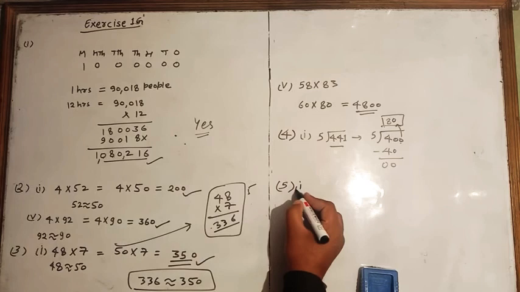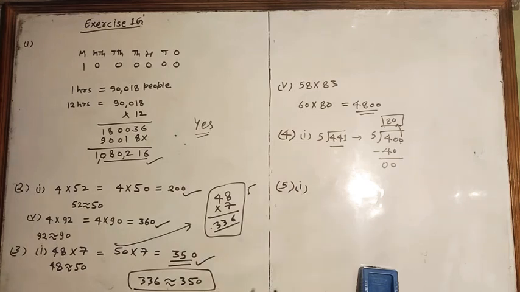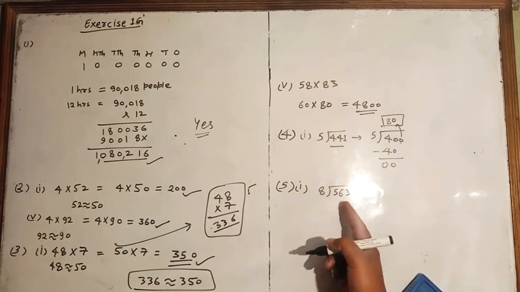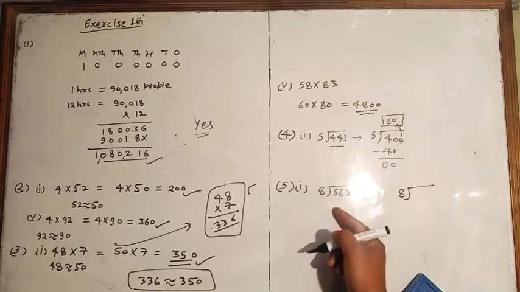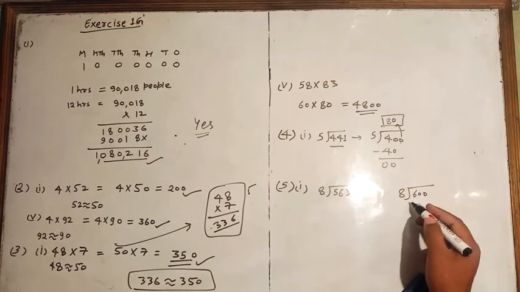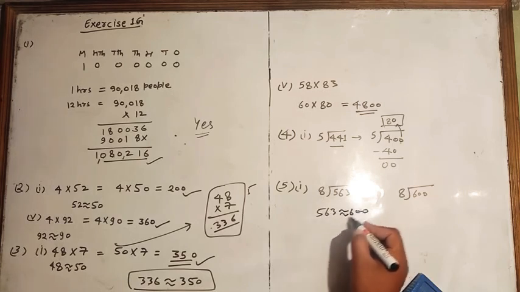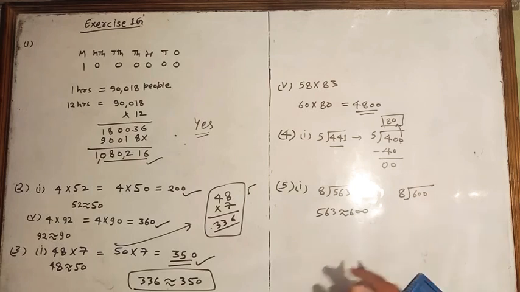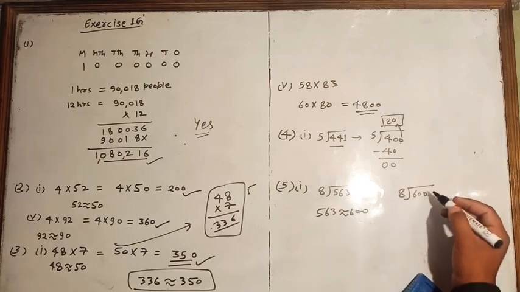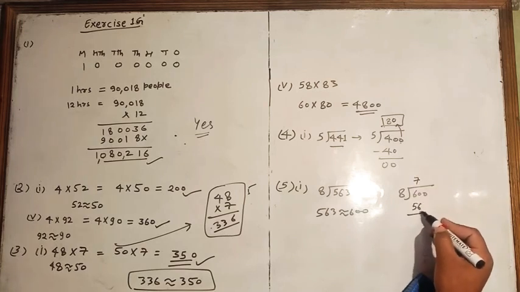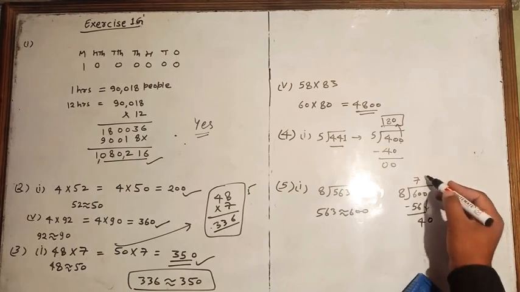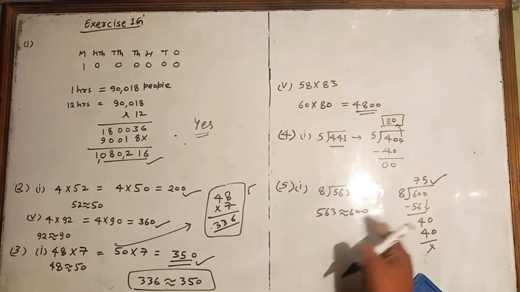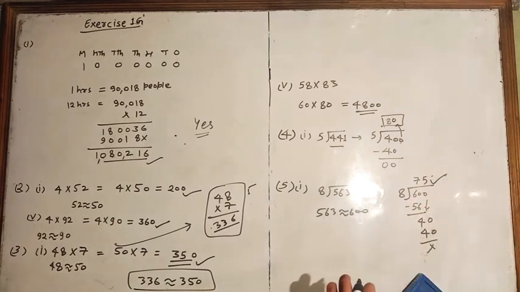Question number 5, first part: estimate the quotient and verify by the actual calculation. See, 8 divided by 563, like this it is. So what can we write this 563 as? We can write it as 600 to the nearest 100. Why is 563 approximately equal to 600? Because after 550 we write it as 600 in approximation. So 8 7s are 56, it will be 4... now 0 we will put, 8 5s are 40, so our answer will be 75. For verification you can do simple division, and at last you will write it will be approximately equal to 75. The same way you can do the other parts also.